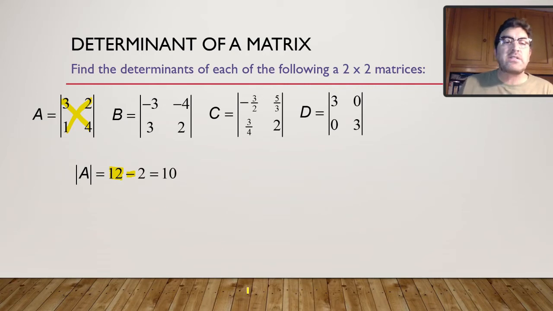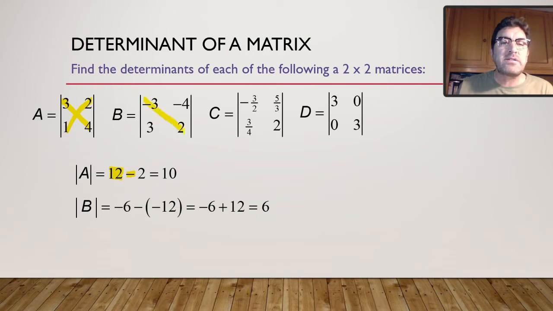Okay, let's find the determinant of B. B, the same thing. Minus 3 times 2 is minus 6. I subtract from it the product of the second diagonal: 3 times minus 4 rather, which is minus 12. That gives me minus 6 plus 12, which leaves me with a determinant of 6. Pause the video, quickly find the determinants of C and D, and then we'll come back and see if you're okay with this.